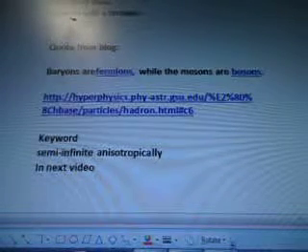Keyword semi-infinite anisotropically. Keyword idea how to split a fermion. Quote from blog, baryons are fermions while the mesons are bosons. And that's from hyperphysics.phy.astr.gsu.edu, and then there's the rest of it there. So the keyword semi-infinite anisotropically, we'll look at that in the next video.